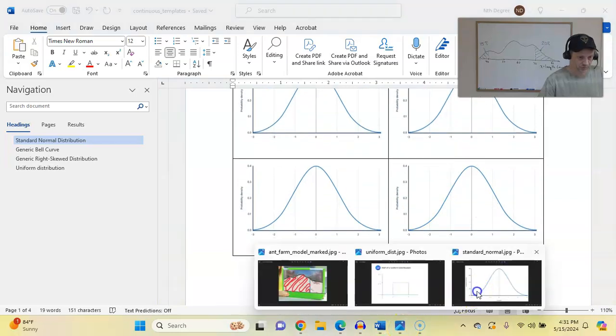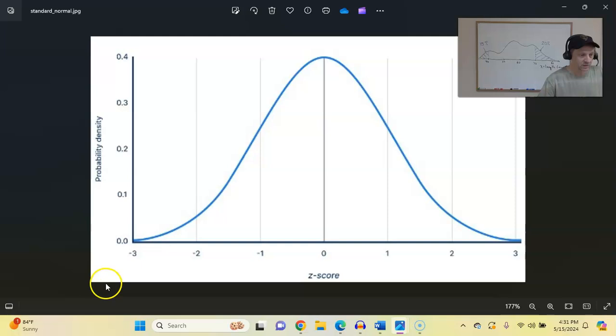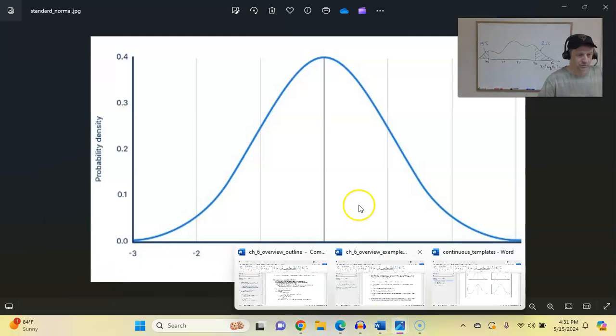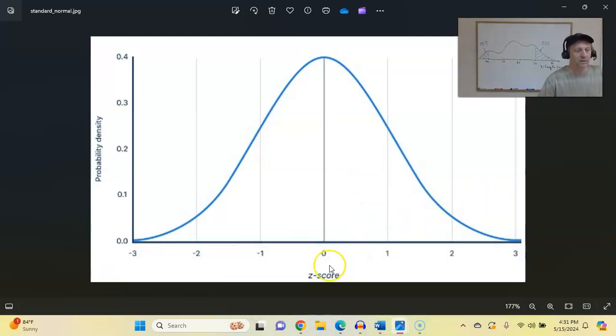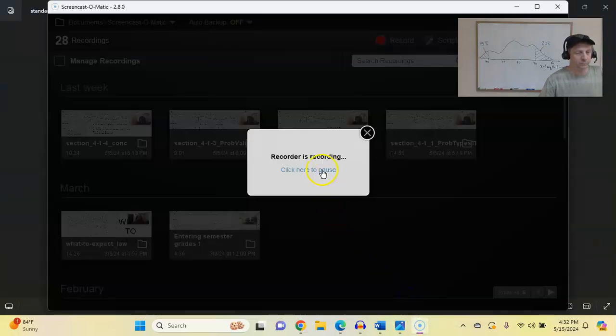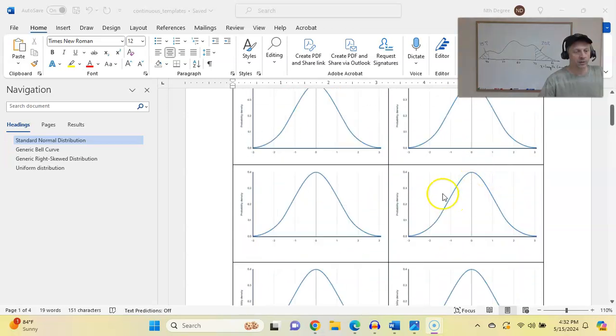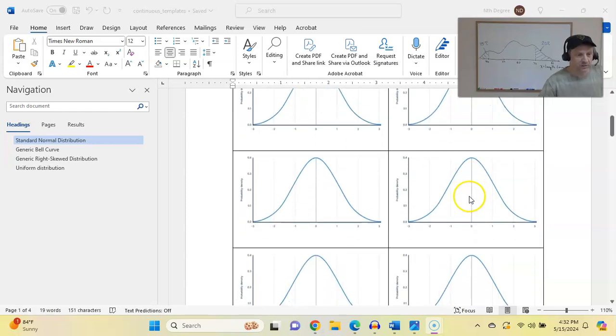Now, I'll take a closer look at that one too, just for a second on the screen. The standard normal distribution is a bell curve. And when it's standard, that means that it's measuring z-scores down here. 0 in the middle with a standard deviation of 1. And again, I like this image because it actually reminds us that the vertical axis is now probability density.